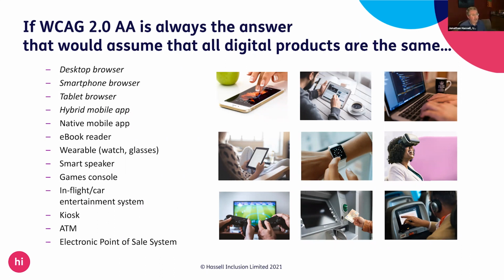So WCAG 2.0 AA is pretty good for desktop browsers, websites. It's kind of okay for smartphone, although I'd really want to go to 2.1. But when we're getting to things like native mobile apps, well, actually, Apple and Android have got a big say in those. And actually, a lot of the technologies on the screen here don't really have standards for them. So what is the standard for making something accessible for an Apple Watch or a smart speaker or a games console or anything like this?